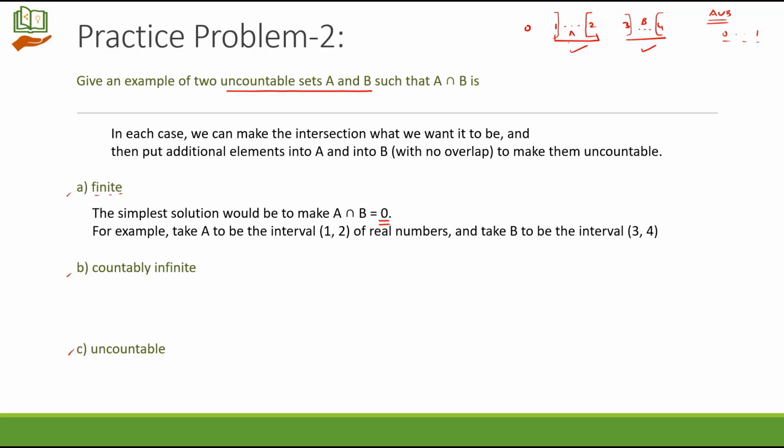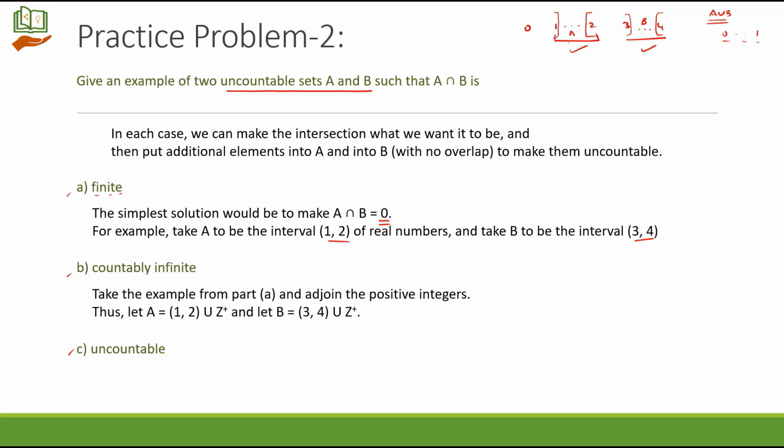So we have given two intervals for A and B for real numbers and ultimately made the intersection to be 0. Now what about countably infinite? Take the example from part A and adjoin the positive integers. The A intersection B part should be countably infinite. So let's take 1, 2 union positive integers. And along with B, you are going to have positive integers here.